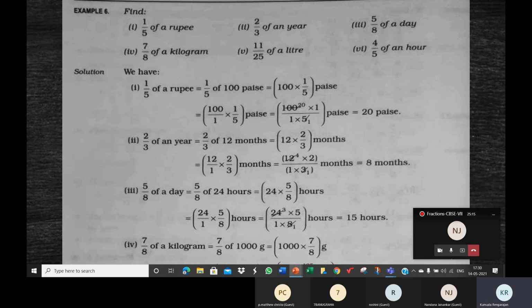Finished, children? Are we ready for the test? Am I audible, children? Yes, ma'am. All right. So the third one, 1 day is equal to 24 hours. And the fourth one, a kilogram. 1 kilogram is equal to 1000 grams.